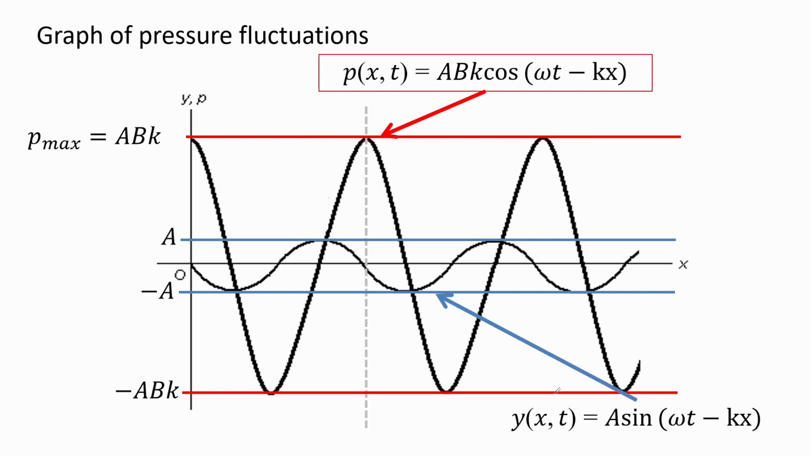Graphing both the pressure function and displacement function here, we see that the maximum pressure is given as the amplitude times bulk modulus times wave number. This is what we call the maximum pressure, when the cosine function is equal to 1. So for this condition to be satisfied, the term inside should be a multiple of pi.